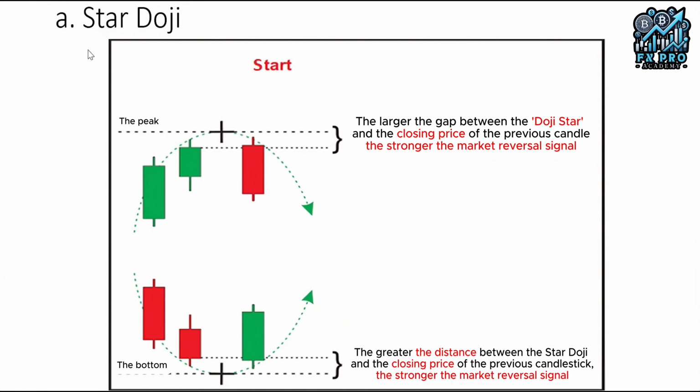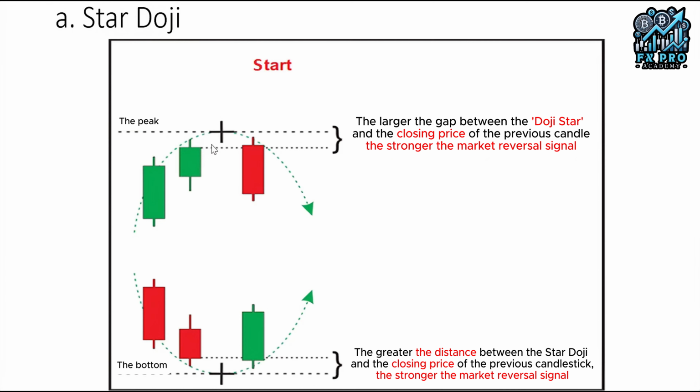Alright, let's continue. Now we'll go into more detail about each doji candle. The Doji Star is like a star in the sky. It resembles a star. It can appear at the top or bottom of an uptrend or a downtrend. There's a tip. If the distance between the Doji Star and the closing price of the previous candle is large, the stronger the reversal signal. The bigger the gap, the stronger the chance of market reversal.